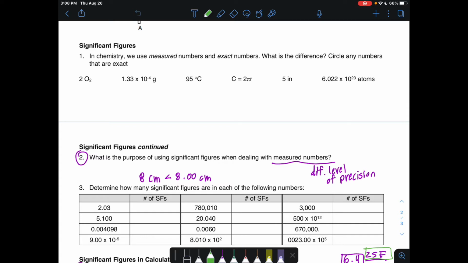So your purpose for using significant figures in measured numbers is that significant figures determine the preciseness of a number or a measurement.